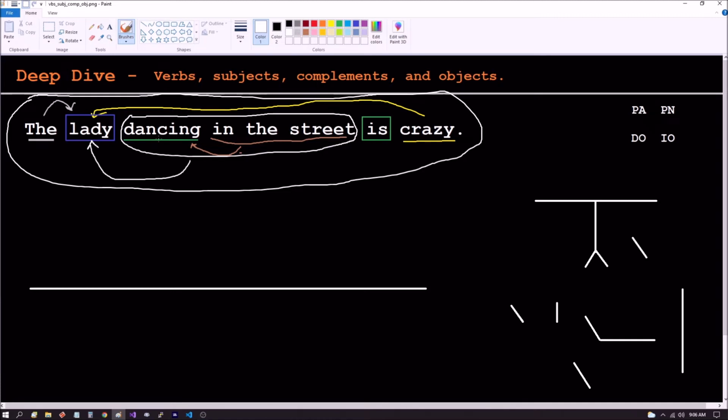Okay, so this is not a verb. Now somebody might look at it and say, "Well, the dancing is a verb." It's not. No, it's not. It's a gerund in this case. It is a verb technically, but it's functioning as a noun. And in this case, it's working as an adjective because it's helping define which lady it is.